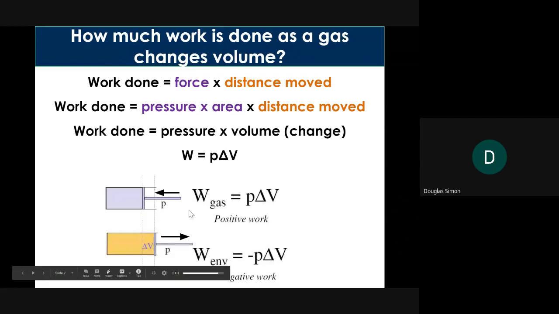So you'll typically see diagrams like this, where you've got this object here, which is a syringe or a piston. As this piston moves to the left, it's compressing the gas. We are adding energy to the system, or doing positive work. If the gas itself is expanding, so if the syringe moves to the right, the gas is doing work. We say that is negative work.